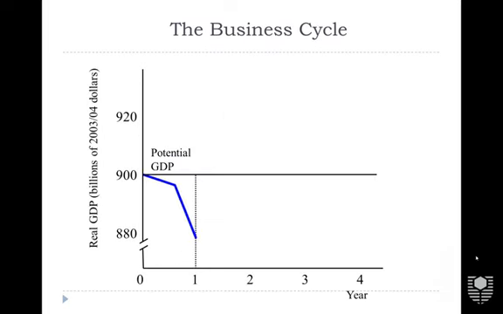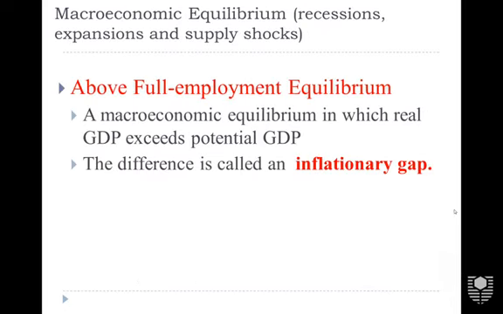In the business cycle form, this would be the actual GDP, and this is the trend line there. And this gap, where we are producing less than the potential GDP, is known as the recessionary gap.